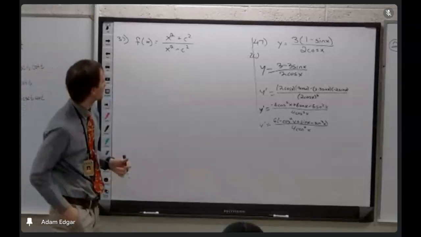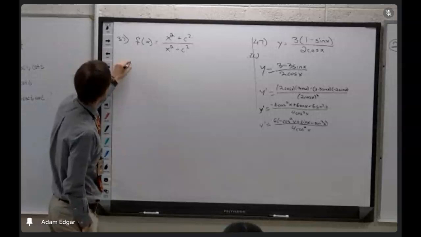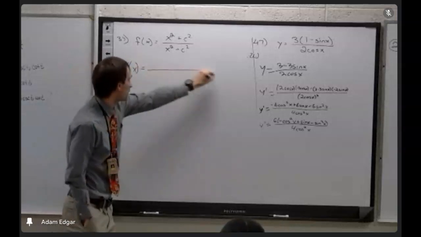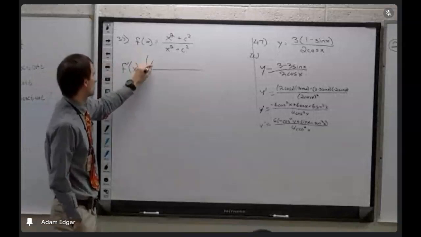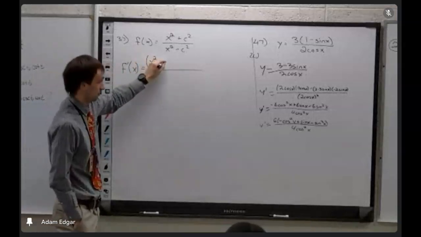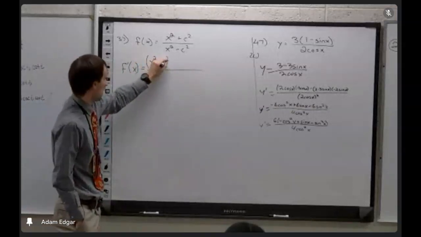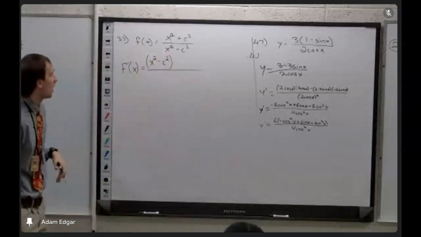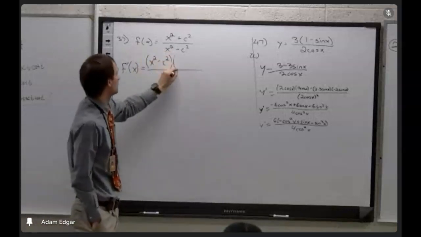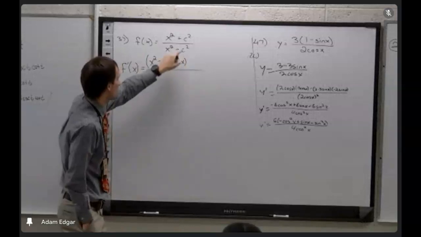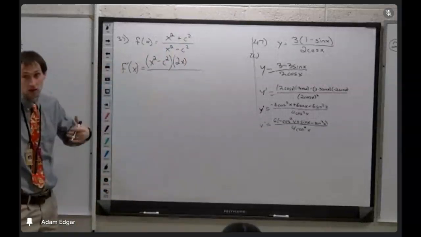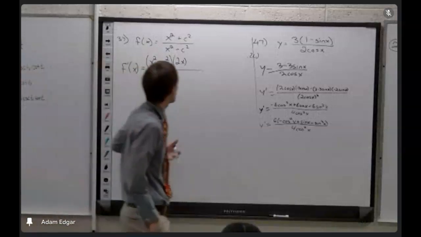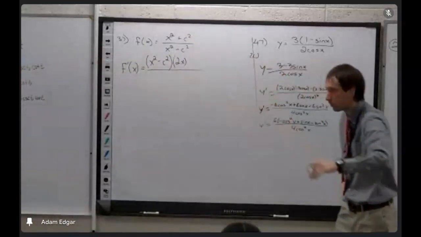Too much work. So f prime of x, quotient rule right off the bat, what's low? All right, x squared minus c squared. It's what you see down there. What's d high? 2x, because what's the derivative of c squared? 0, because c is a constant, and so c squared is a constant. The derivative of a constant is 0. So c squared goes poof when you differentiate it.